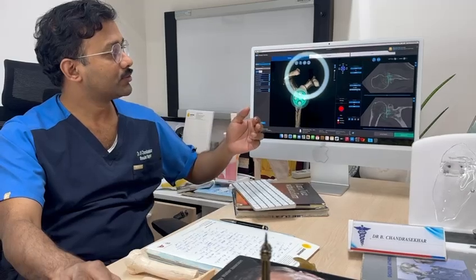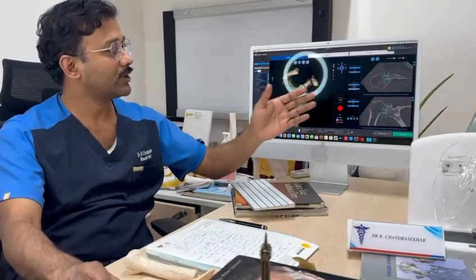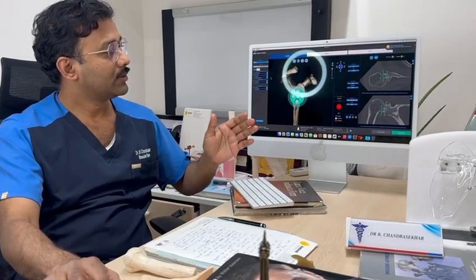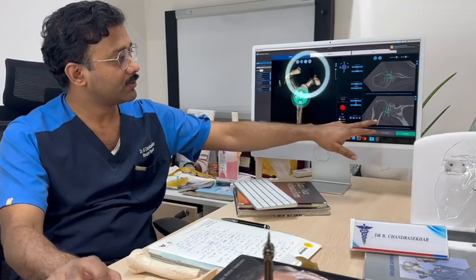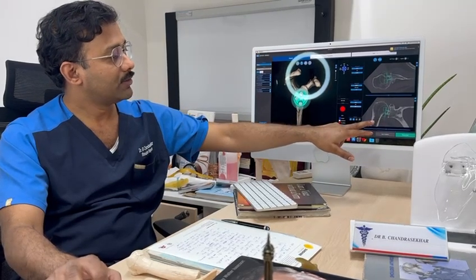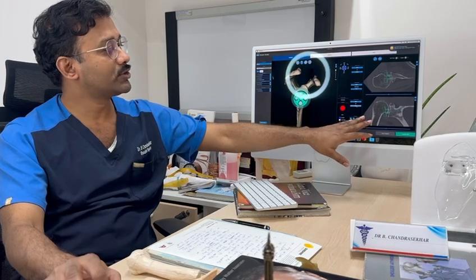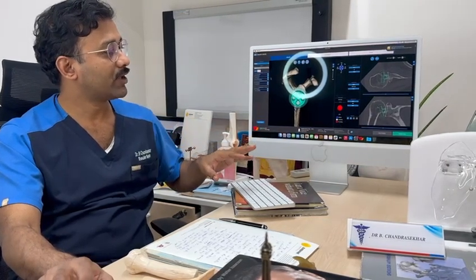I can choose whether I have to keep it slightly up, slightly below, slightly in, slightly out, at 10 degree, at 5 degree, or 7 degree. You can see the movement there. So I can literally play on the computer to choose the best possible position and the best possible size for a particular patient.